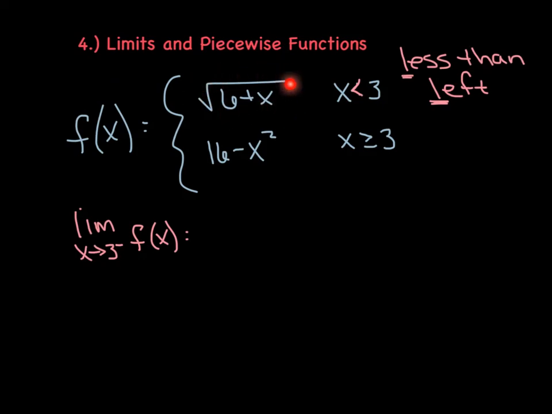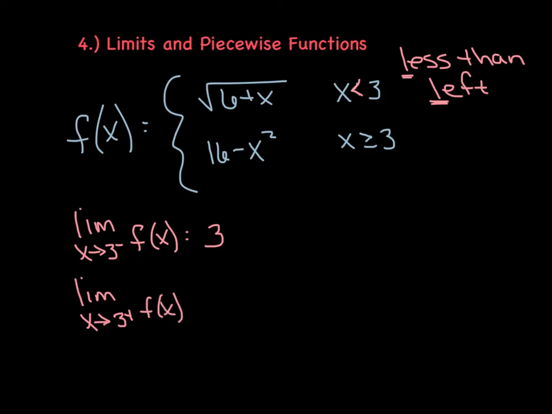So what I'm going to do is I'm just going to use this function right here. I'm going to plug the 3 directly into that function. And that's going to give me radical 9, which is 3. So as x gets closer and closer to 3 from the left side, the function is approaching a height of 3. We'll check the other side out, limit as x approaches 3 from the right.